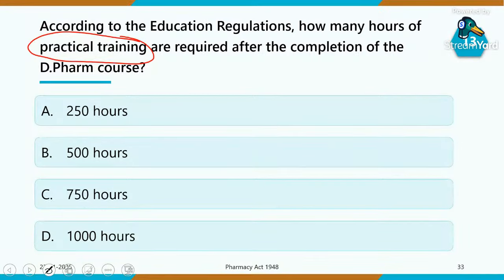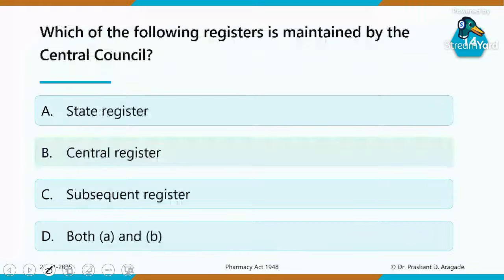Whether it is 250 hours, 500 hours, 750 hours or 1000 hours. So the correct answer is, yes, perfect, 500 hours. The correct answer is 500 hours.